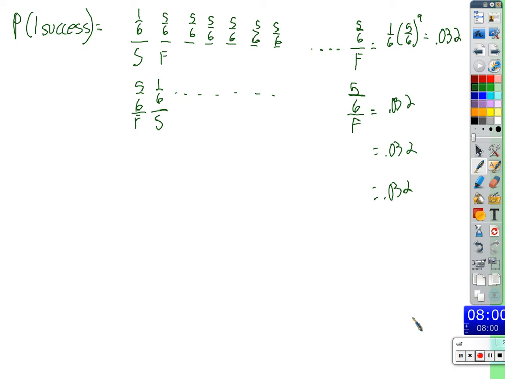Well, how many times does this happen? How many ways can you get just one 5 out of 10? 10 ways, right? In the first position, we could get our success. The second, all the way through the 10th, only 10 ways. You get all the way down to the bottom. The last probability would be 0.032.